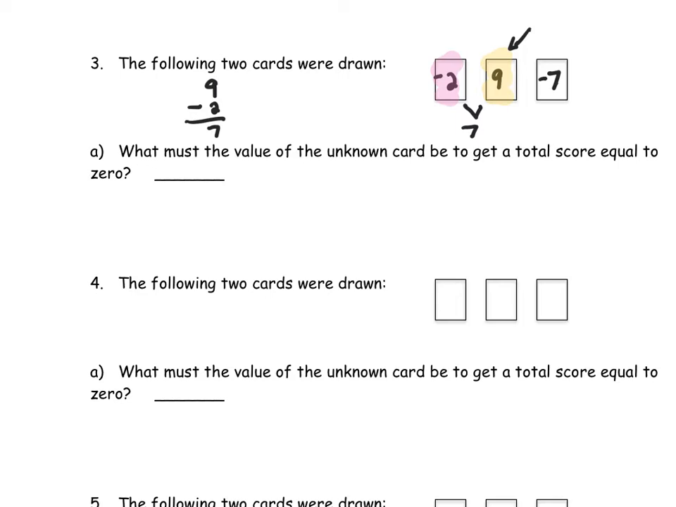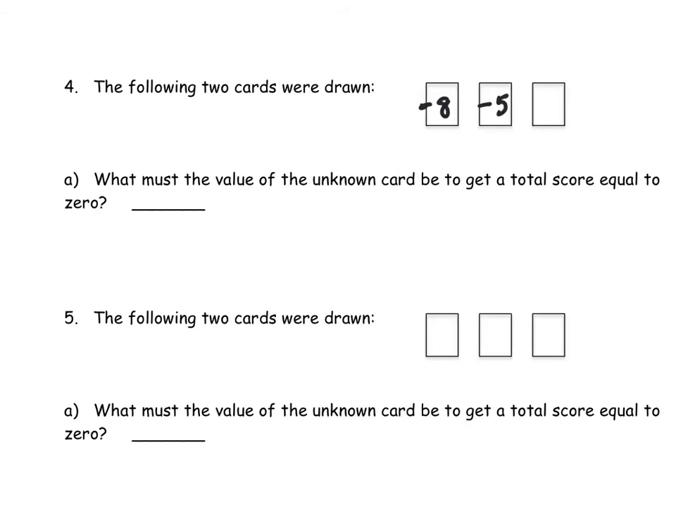So let's try another one together. So this time our cards are -8 and -5. And if you recall our strategy, when I have a negative and another negative, they're both the same sign. So I add their absolute values. So I'm going to add 8, I'm going to add 5, and I'm going to get 13. However, the color, red or pink, tells me that that's a negative number. So the value of these 2 cards is -13.